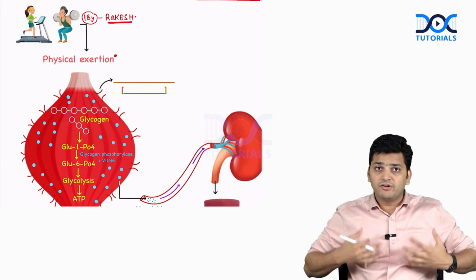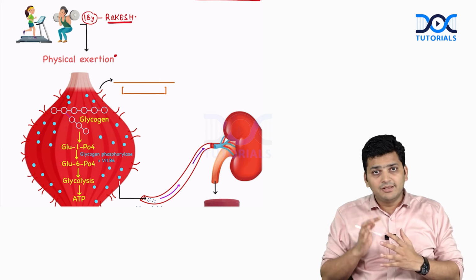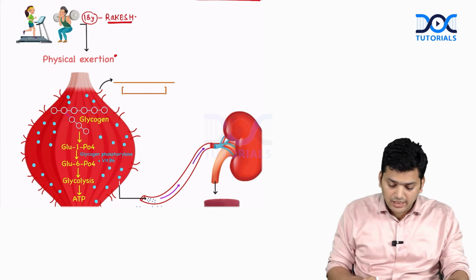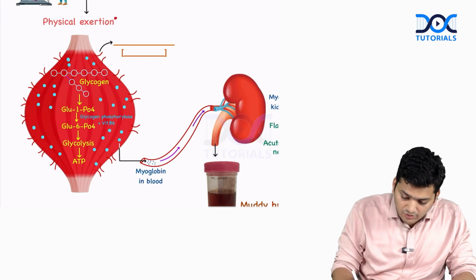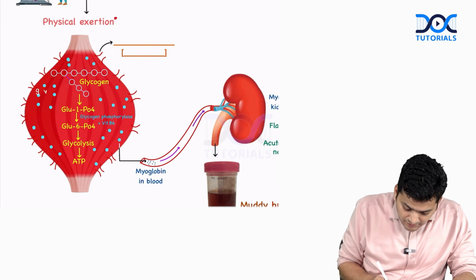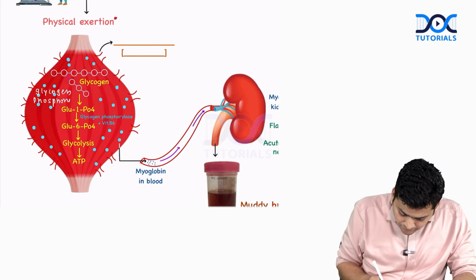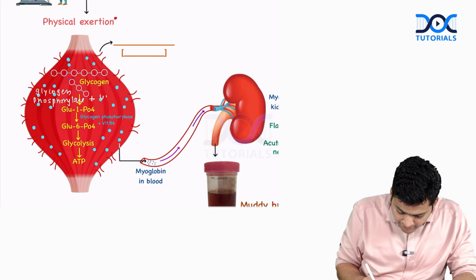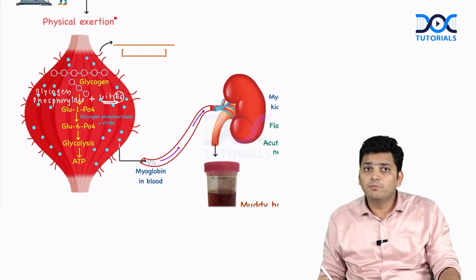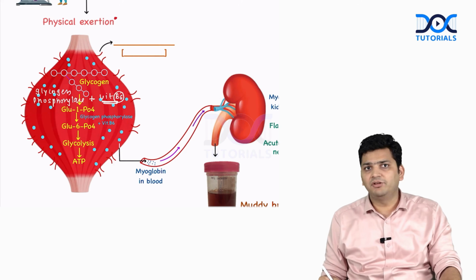The muscle requires so much energy, so the muscle will start cutting the glycogen. To cut the glycogen, we require the enzyme called glycogen phosphorylase. And the problem is, this glycogen phosphorylase, with the help of vitamin B6, we are going to cut the glycogen. But the problem is Rakesh was not having this enzyme in his muscle.